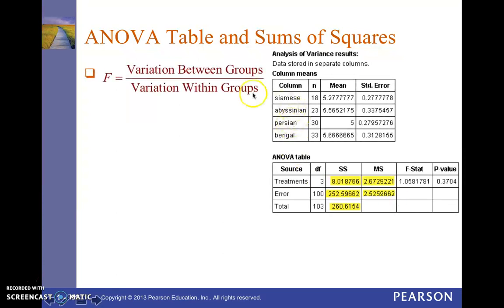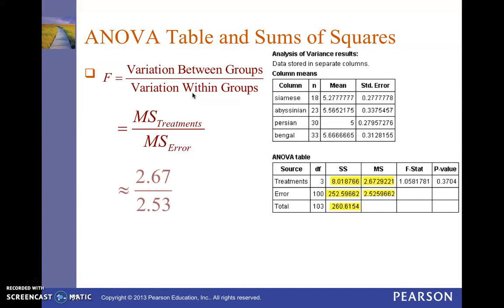If you remember, it's the variation between groups divided by the variation within groups. Okay, which is, once again, that variation is the mean square. Here the variance is called mean square. The treatment's divided by the mean square error, which gives us this 267. We're rounding to 2.53, even though I've rounded to 2 places here.